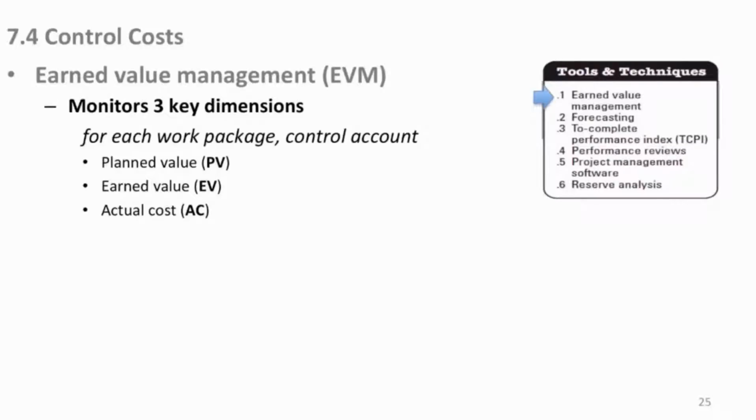And of course the actual cost is what you actually spent at any point in time. So these three components are used in earned value management, as we'll see, to do some really serious and good forecasting as to how your project is performing. This is all about project performance.